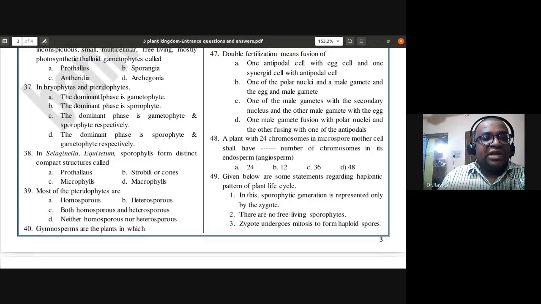In bryophytes and pteridophytes, the dominant phase is gametophyte and sporophyte respectively. The dominant phase is gametophyte in bryophytes, and the dominant phase in pteridophytes is sporophyte. So C is the answer for the 37th.